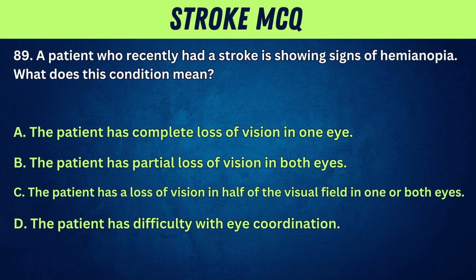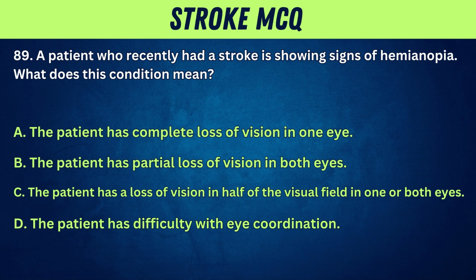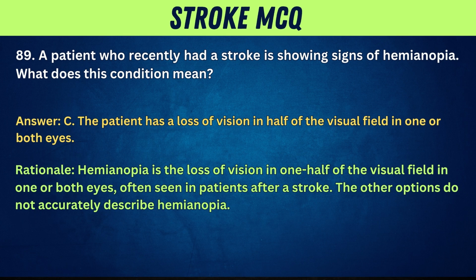89. A patient who recently had a stroke is showing signs of hemianopia. What does this condition mean? A. The patient has complete loss of vision in one eye. B. The patient has partial loss of vision in both eyes. C. The patient has a loss of vision in half of the visual field in one or both eyes. D. The patient has difficulty with eye coordination. Answer: C.